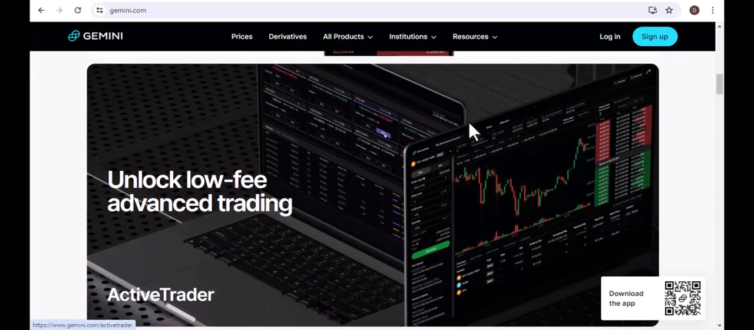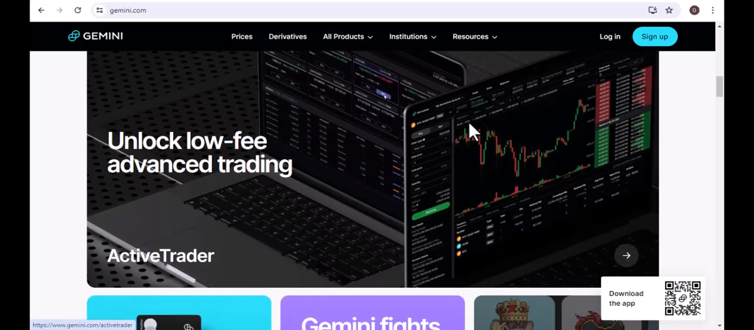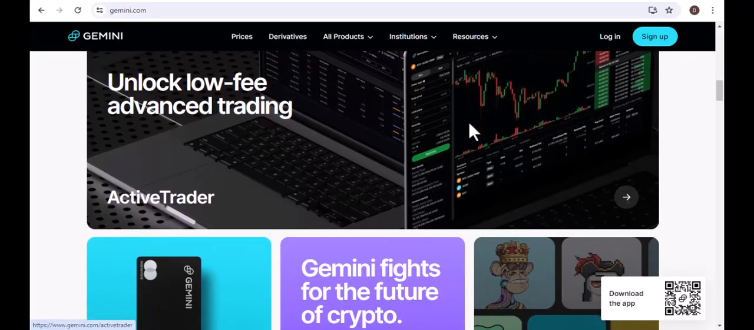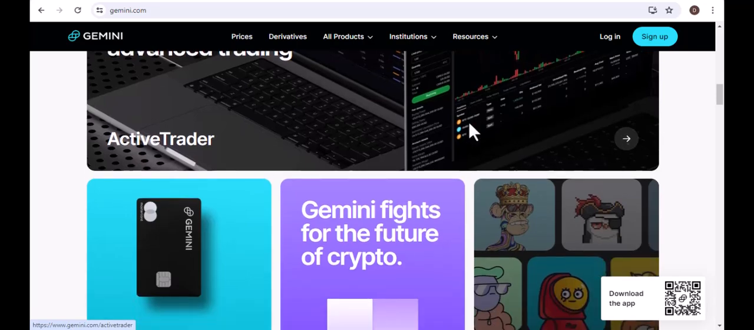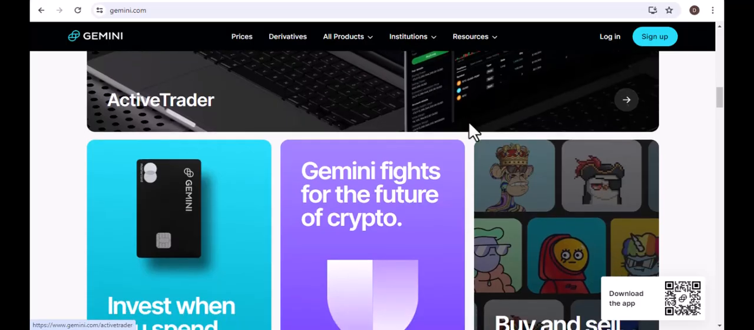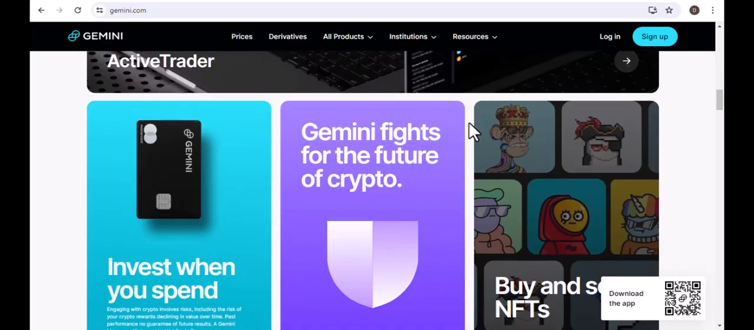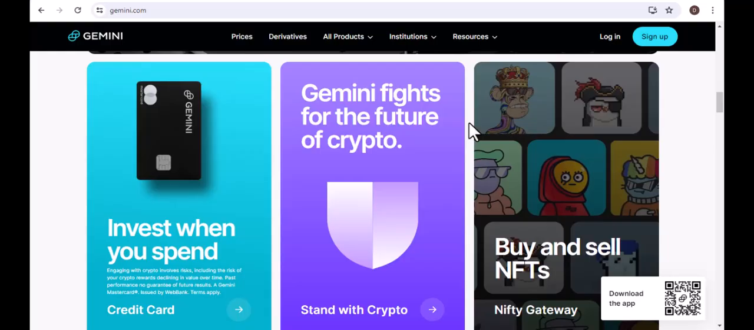Let's start with the cornerstone of almost all financial transactions, bank transfers. This broad category encompasses several specific methods, each with its own characteristics. First up, we have wire transfers. These are essentially direct, electronic transfers of funds from one bank account to another. Think of them as the express lane of bank transfers. The key advantage of wire transfers is their speed.